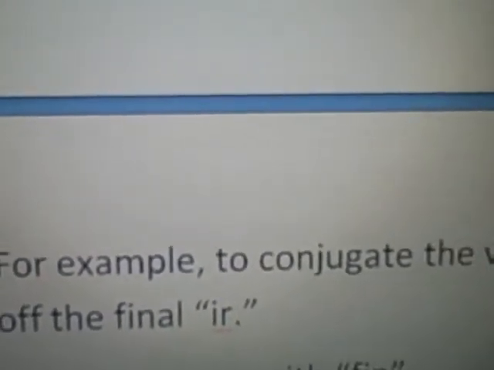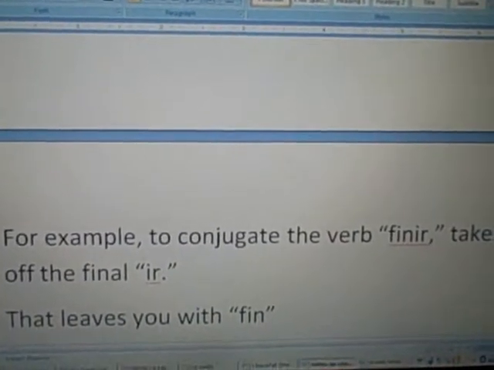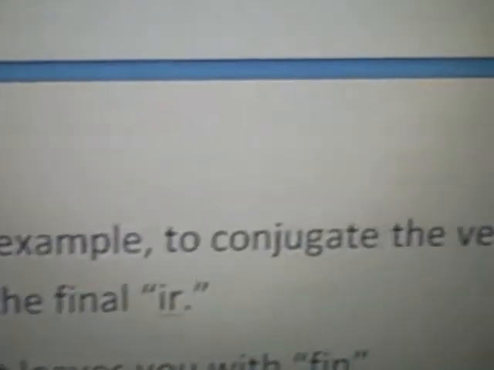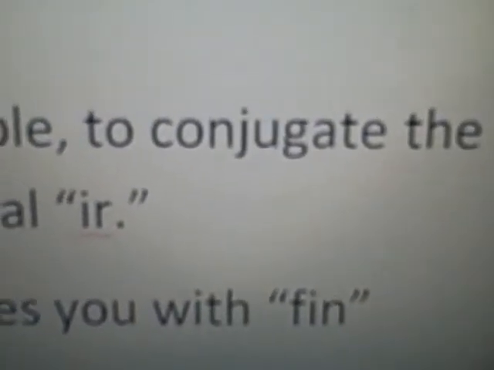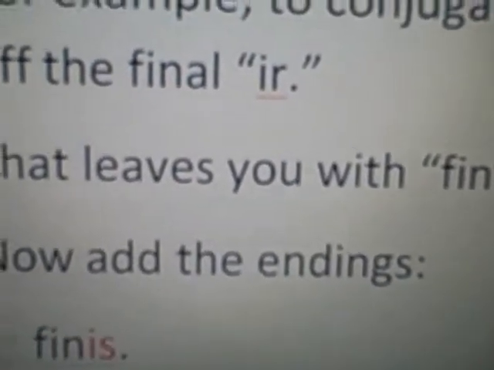Okay, so here's an example. We're going to look at the verb finir. Finir meaning to finish. You're going to take off the final IR. So the verb finir, if you look at it, F-I-N-I-R, that's the infinitive form, to finish. Take off the final IR and that leaves you with F-I-N, fin. Okay, then you're going to add your endings.